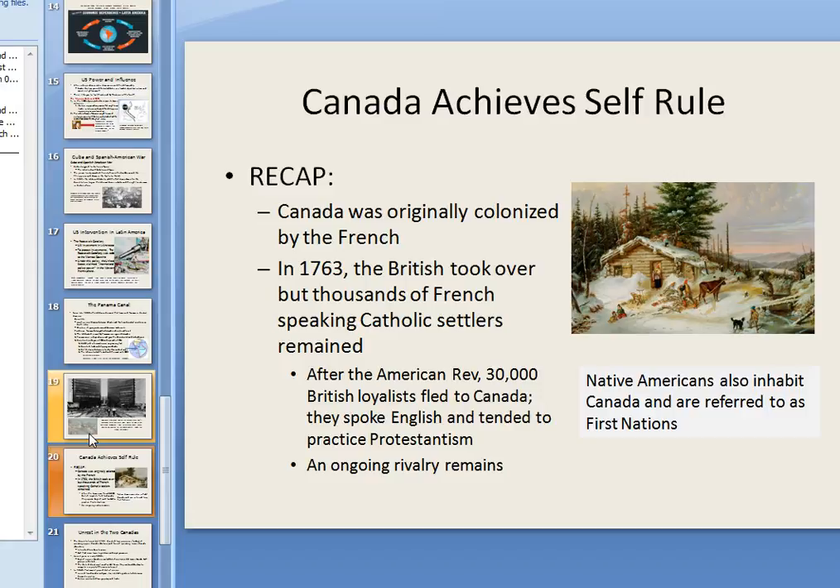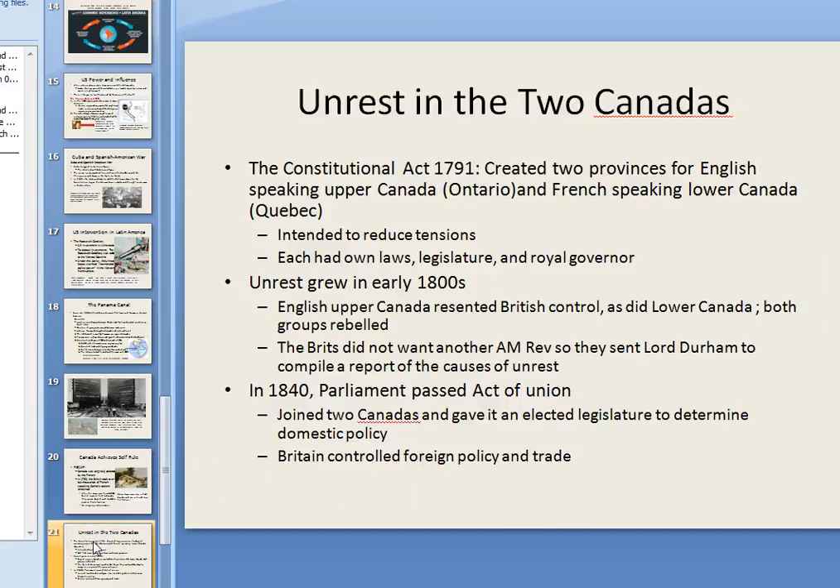About 30,000 British loyalists fled to Canada. They spoke English and tended to practice Protestantism. And an ongoing rivalry has remained from that time. And also there were Native Canadians that lived there, and they are referred to as First Nations people.